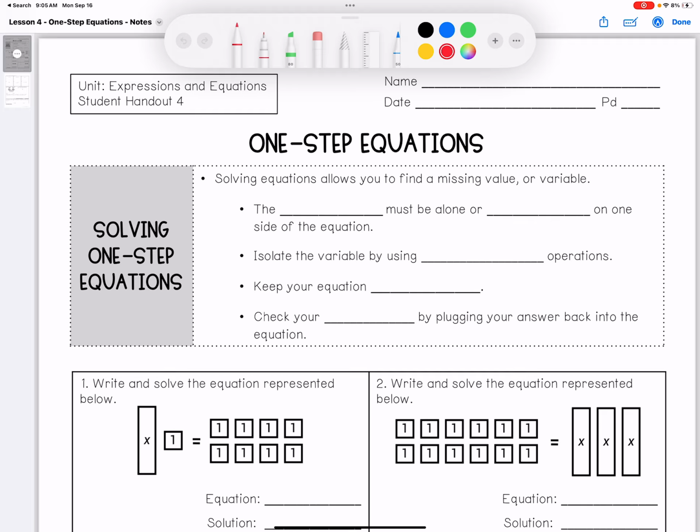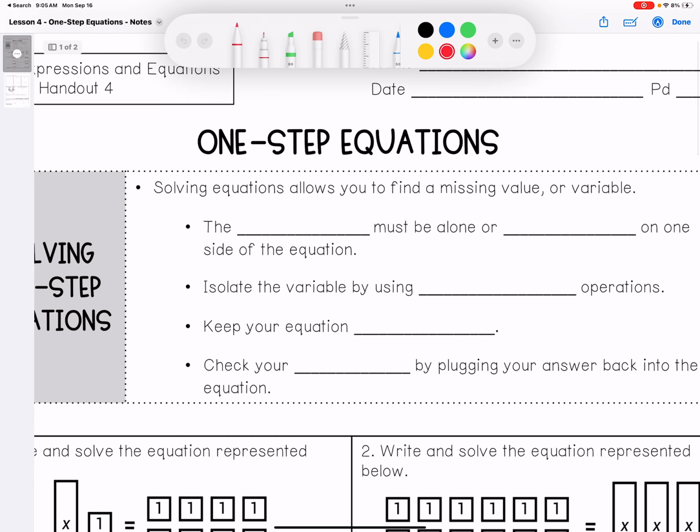Expressions and equations unit. This is student handout number 4, so it's lesson 4. Today we're going to start talking about one-step equations. I should have shown you the Math Antics video on one-step equations by now, so you kind of have an idea of where we're going. So let's get started with our actual notes here.